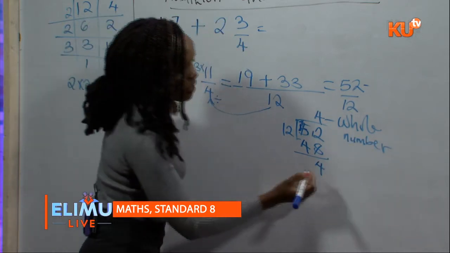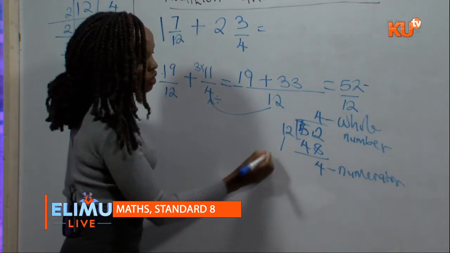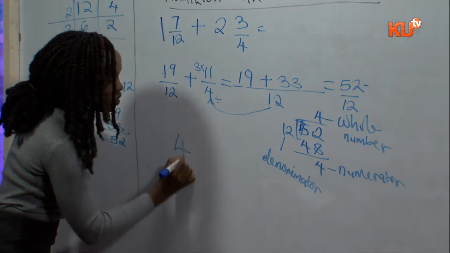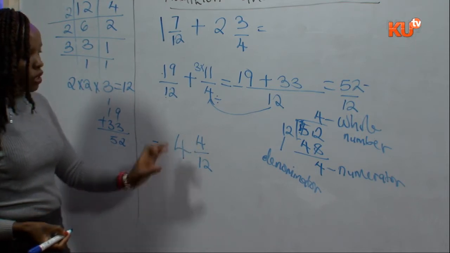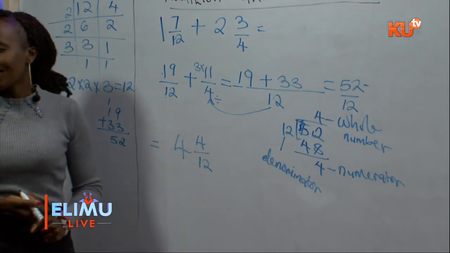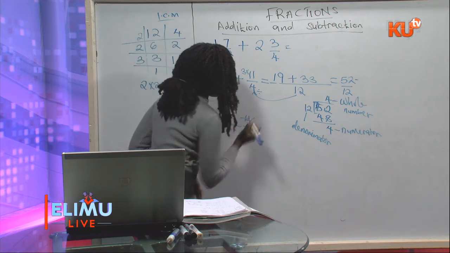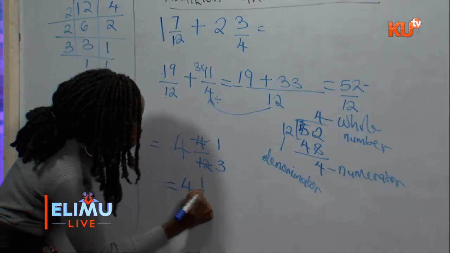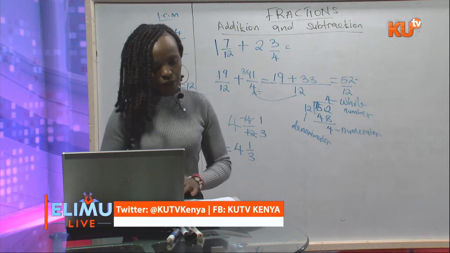So when we are forming the fraction, 4 is going to be our numerator, and then 12 is going to be our denominator. So that means our answer is going to be 4 over 12. So this is the whole number, and this is a proper fraction. If you look at this 4 over 12, this fraction can be simplified. Remember, we talked of the knowledge of simplification of fractions. So we need to simplify 4 over 12. So we divide by 4, we get 1. 12 by 4, we get 3. So our final answer is going to be 4 and a third. So 4 and a third is our answer for that question.